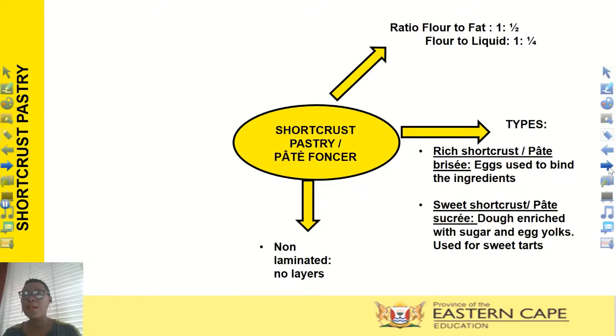The different types again of the short crust pastry, you've got your pâté brisé, which is your rich short crust pastry where eggs are used to bind the ingredients together. Then your sweet short crust pastry, your pâté sucré, this dough is enriched with eggs as well as egg yolks, and it is used for your sweet tarts.